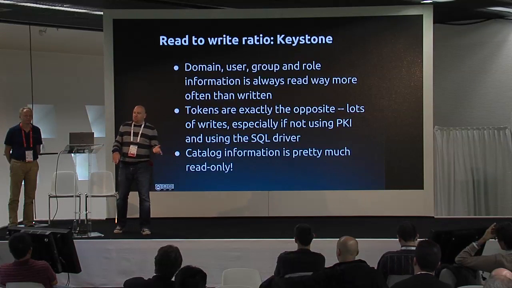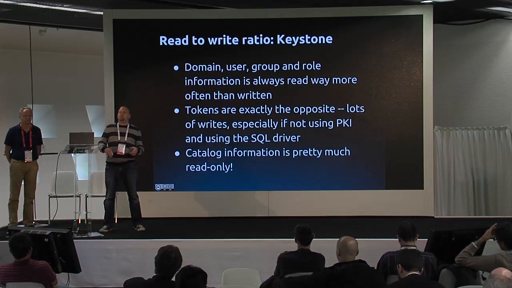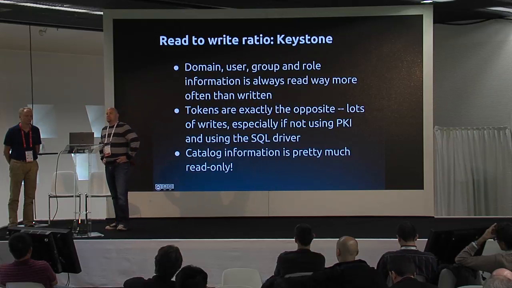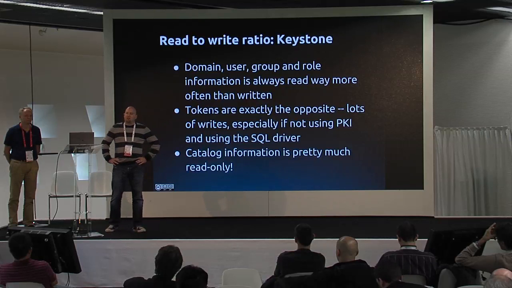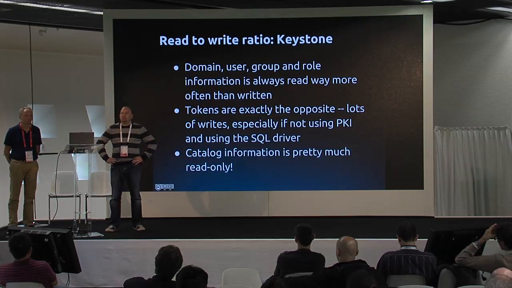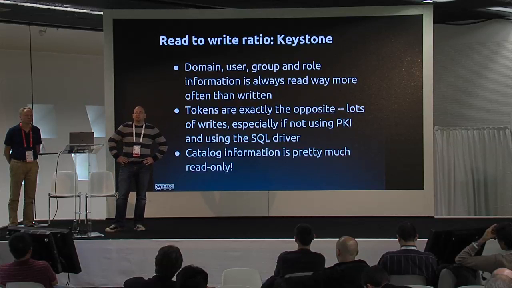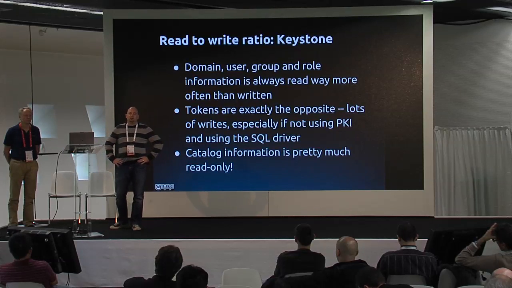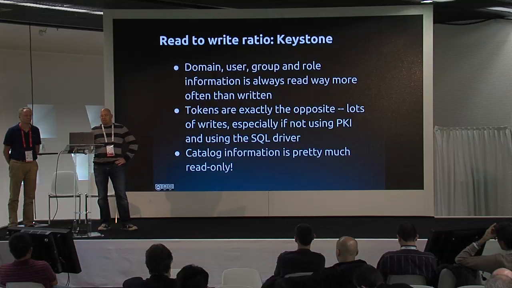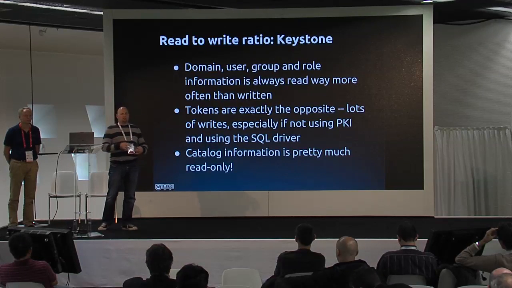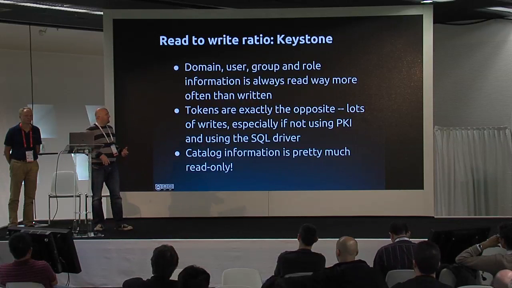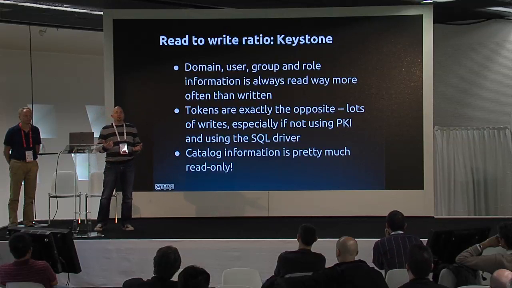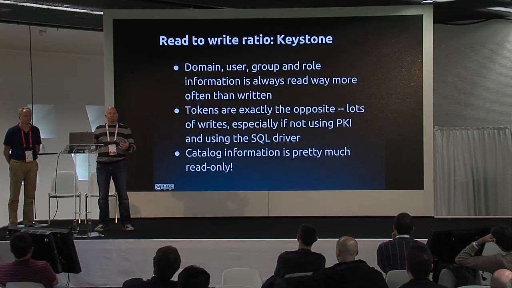What we typically recommend is not storing the tokens in SQL databases. We, at AT&T, my previous position, we set up the Memcache driver for tokens. It was a lot faster, and the token table in the database can grow substantially, especially if you're using UUID tokens and not public key infrastructure. The catalog information, which is the service catalog, service endpoints, that kind of thing, it's pretty much static read-only information. So you can actually set the templated driver for the service catalog, and so you never even hit the database at all.